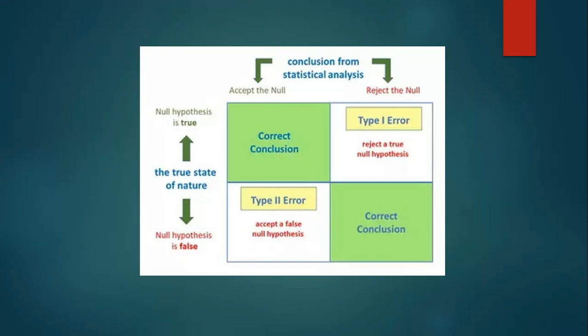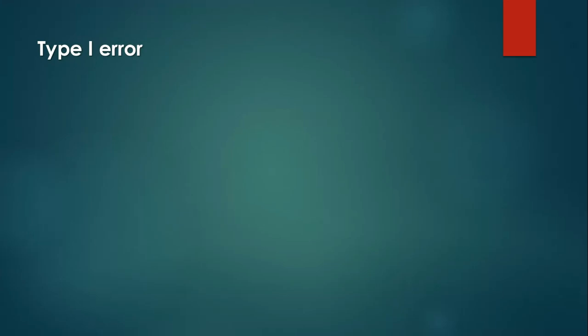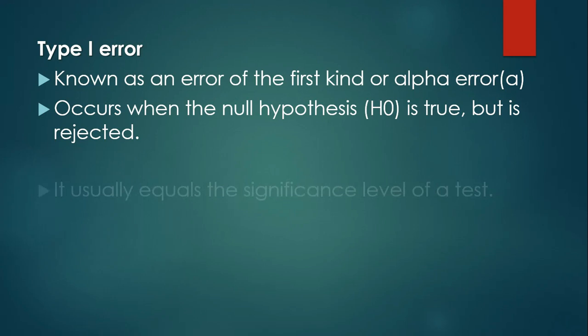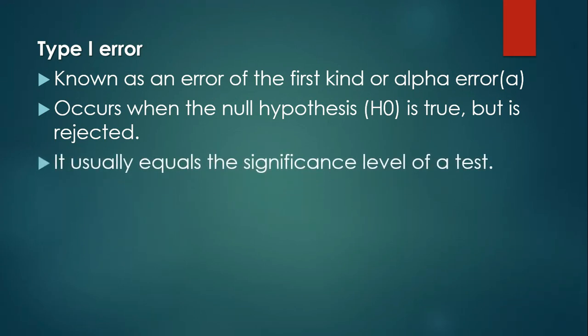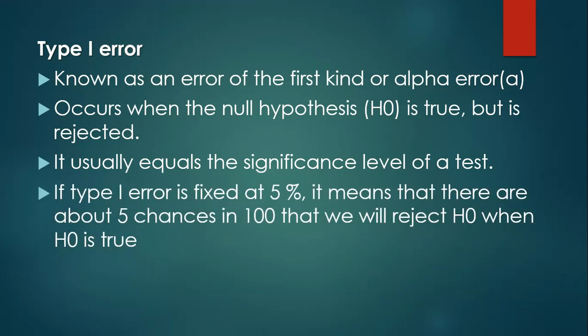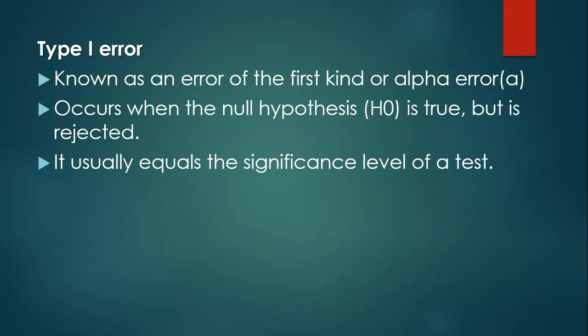The type 1 error, also known as error of the first kind, occurs when the null hypothesis is true but is rejected. A type 1 error may be compared with a so-called false positive. A type 1 error occurs when we believe a falsehood. The rate of the type 1 error is called the size of the test and denoted by alpha, so it is also known as alpha error. It usually equals the significance level of a test.